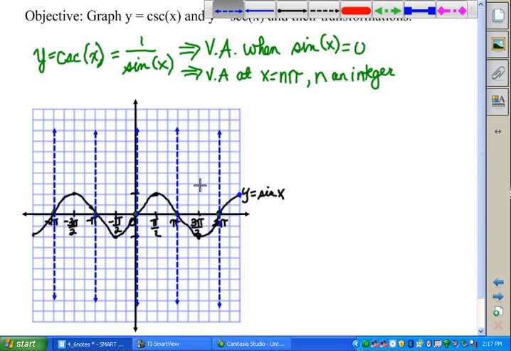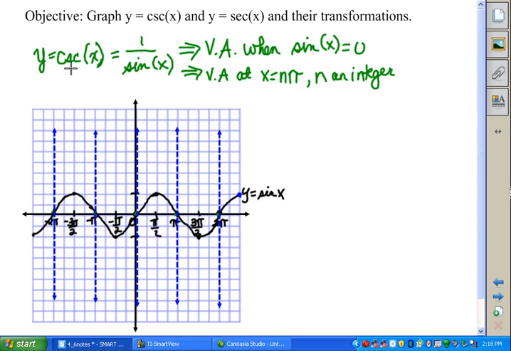Now, the other thing we want to look at are some key points on the graph of sine, because that will allow us to get some key points on the graph of cosecant. We already know what happens when sine x is 0. We have a vertical asymptote. The other key points on sine x are those peaks and valleys, the maximum and minimum points. So let's think about what happens when x is pi over 2.